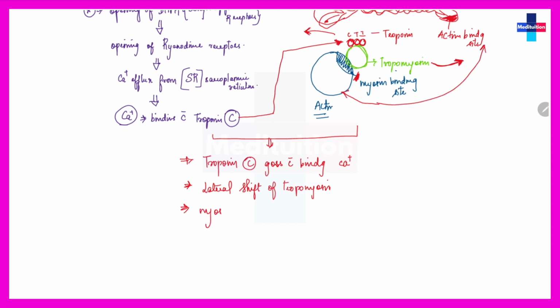So myosin binds with actin. Once it is bound, what happens? Then our sarcomere gets contracted. So once this contraction is done, obviously contraction of the skeletal muscle will be there.